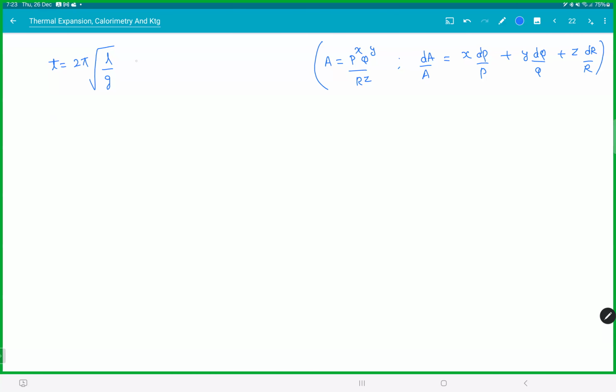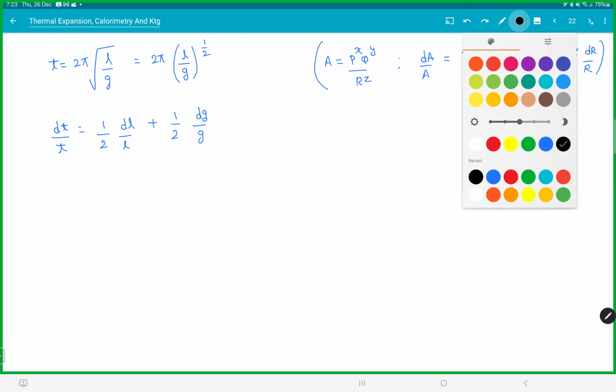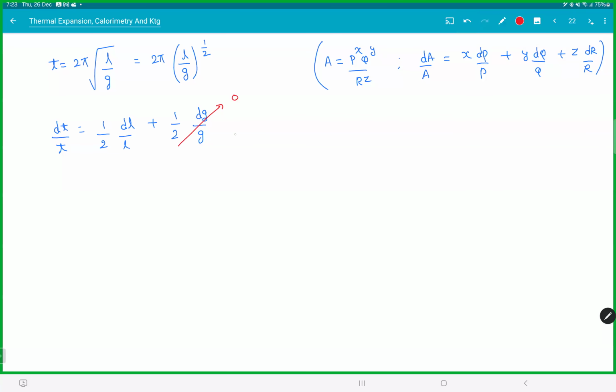T will be 2 pi root of L by G. So dT by T is equal to half dL by L plus half dG by G. G is constant, so we can ignore this. So this formula becomes dT is equal to T by 2 dL by L.